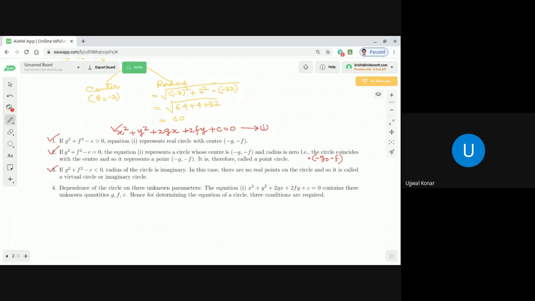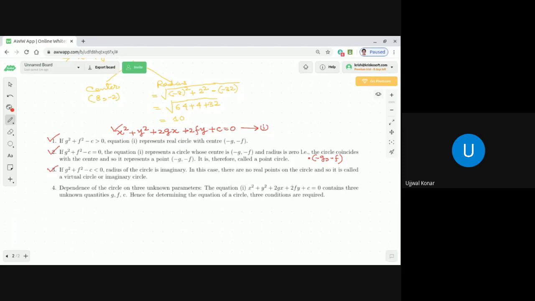From these three conditions, we can form three linear equations. We'll see later, using g, f, c. Suppose there are three unknowns now, g, f and c. With one equation, you cannot solve it uniquely. With two equations also, you cannot solve uniquely. With three equations, you can solve uniquely. Not always, but most of the time you can solve uniquely.